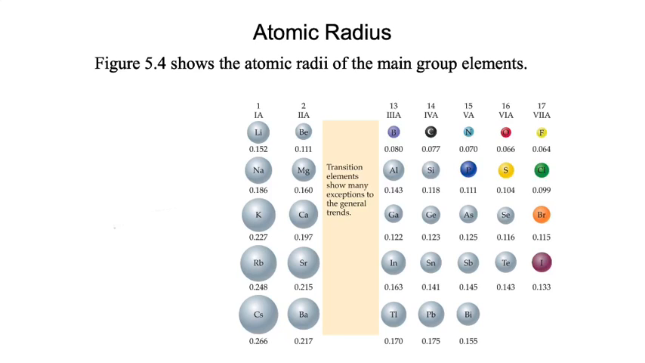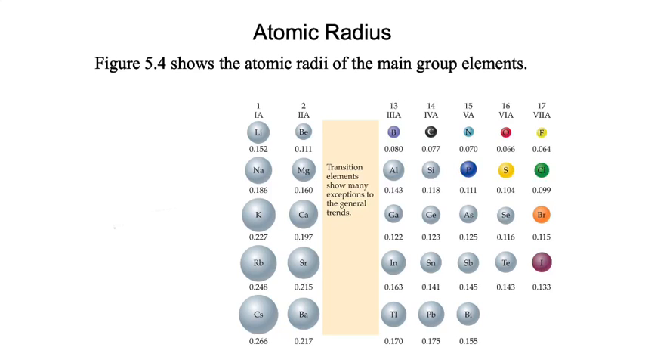Now the nucleus comes into play. Because the electrons are going into the same energy level, I don't see a change in shape or size. But the nucleus also gets stronger because there's more protons. If the nucleus gets stronger, what does it do to the electrons? It attracts them a little bit closer. That's why it gets smaller left to right.